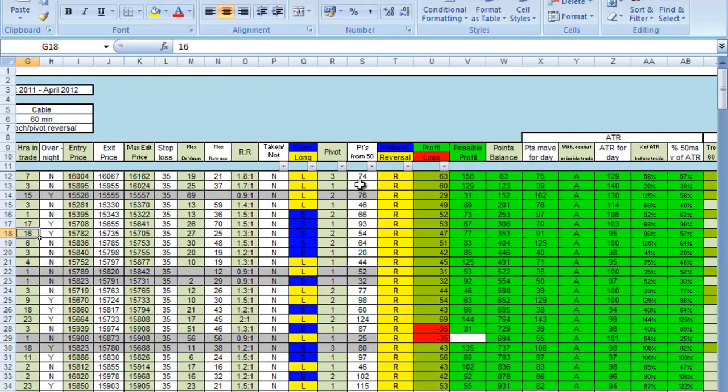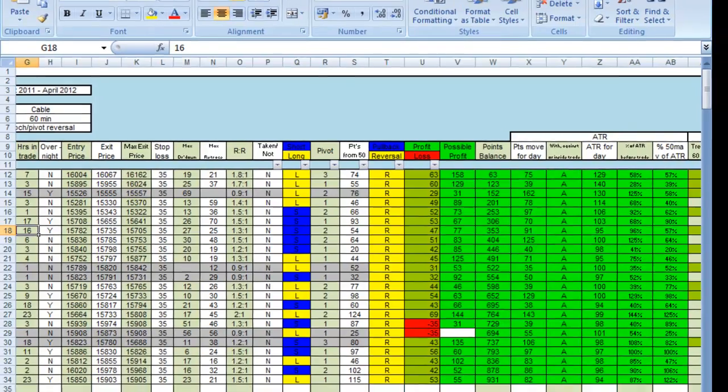Points from the 50 moving average. This relates to the hourly chart, the setup chart. Excuse me, my voice is going. This is how many points at the point of entry into the trade we were away from the 50 moving average. And bearing in mind that it's a reversal trade and I'm taking the 50 moving average to be the center point, it's how far we're away from that particular center point. They're all reversal trades, profit and loss, etc.